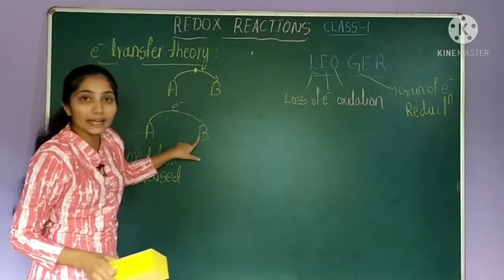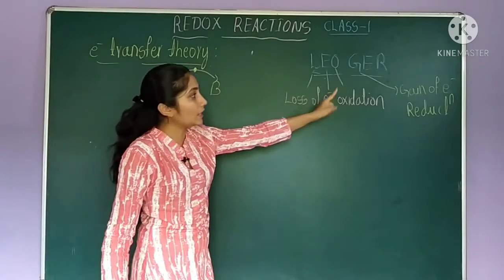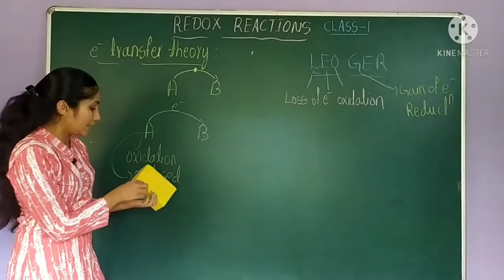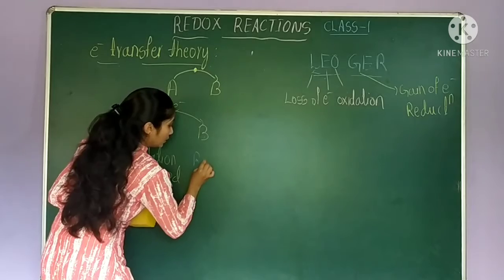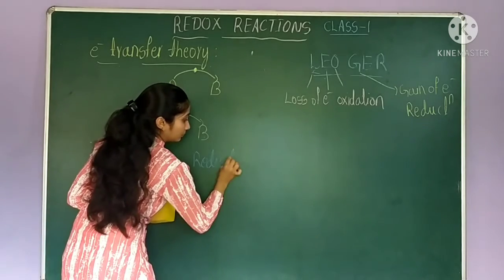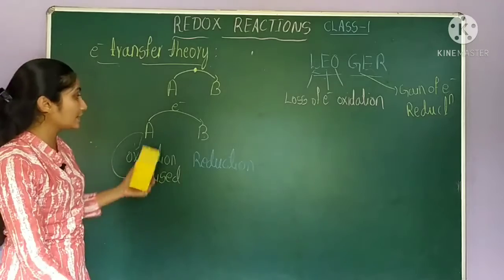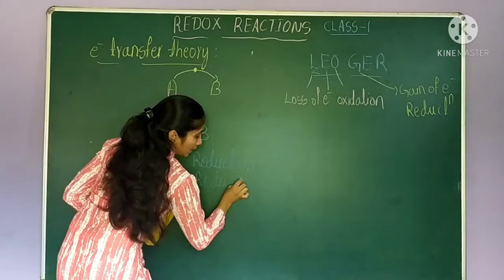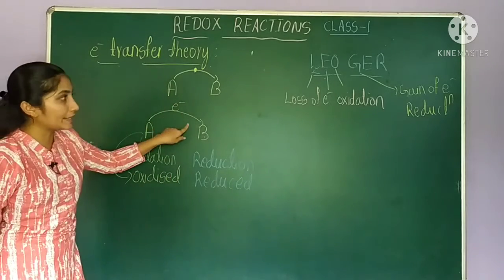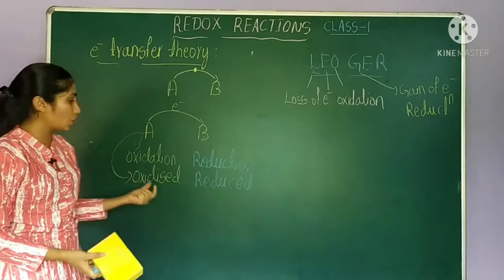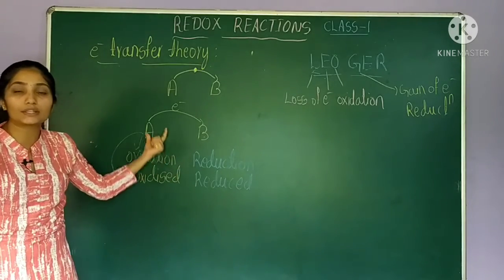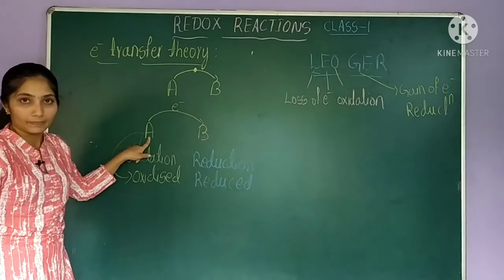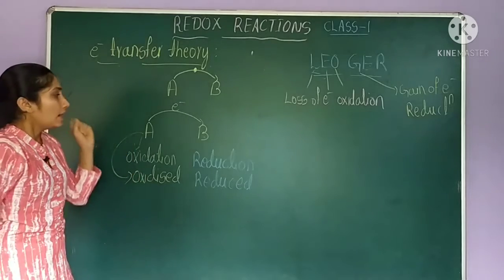B is receiving electrons from A. See here, gain of electron is reduction. So B is gaining electrons, so at B reduction is taking place, and B is said to be reduced. So here A is donating electron, or it's losing its electron, and it is said to be oxidized. Oxidation is taking place at A, and B is receiving electrons from A and it is said to be reduced.